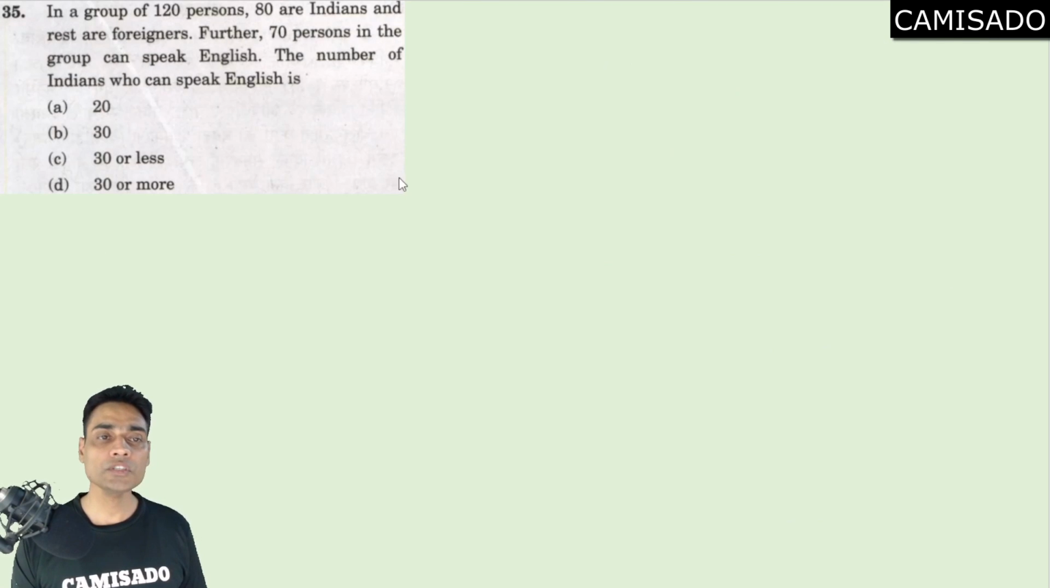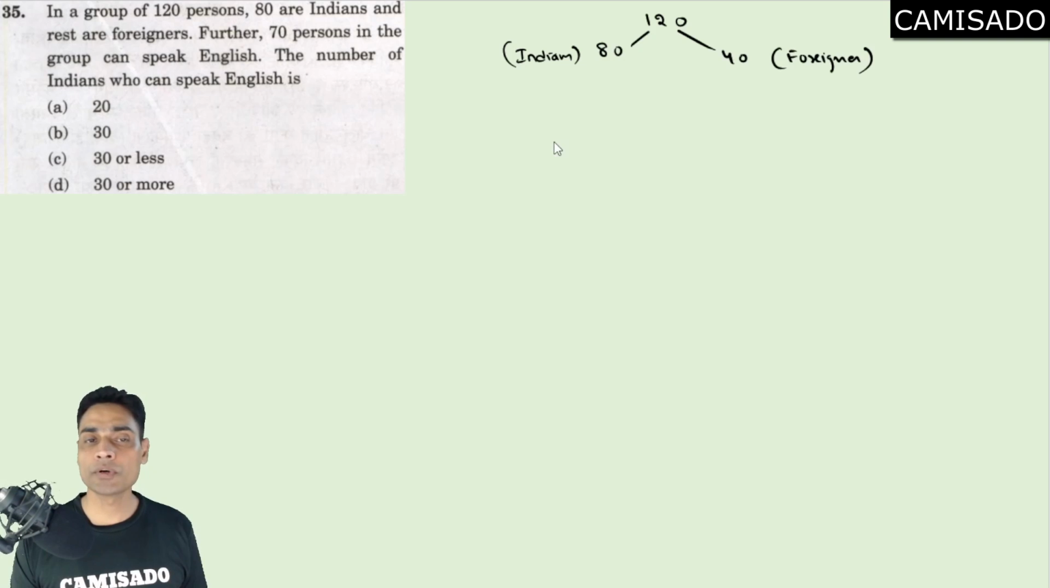Next, in a group of 120 persons, 80 are Indians and the rest are foreigners. Further, 70 persons in the group can speak English. The number of Indians who can speak English. See, total 120 are there, 80 are Indians, and 40 are foreigners. Now when we talk about language, suppose we are talking about English now.